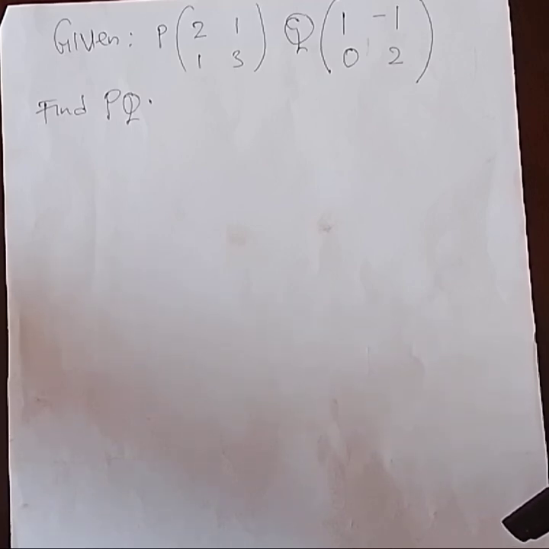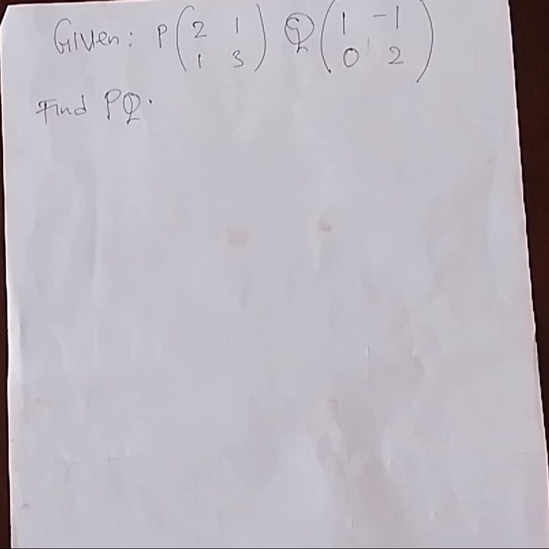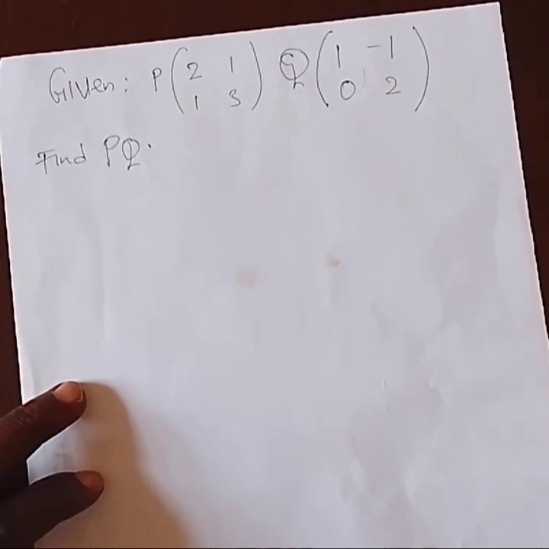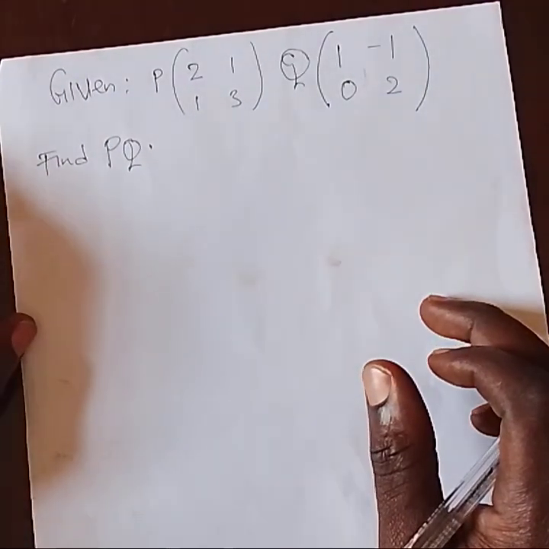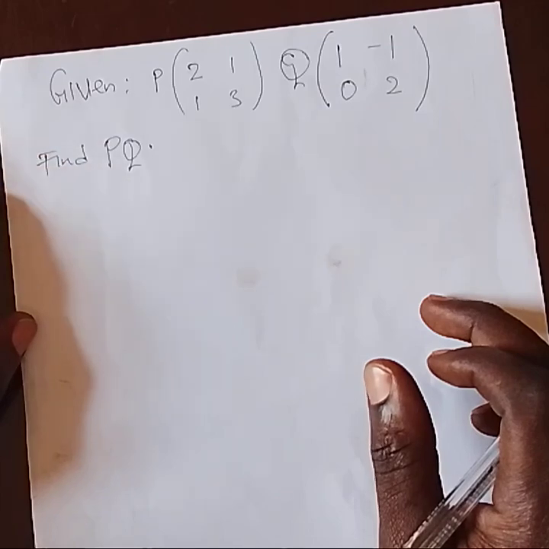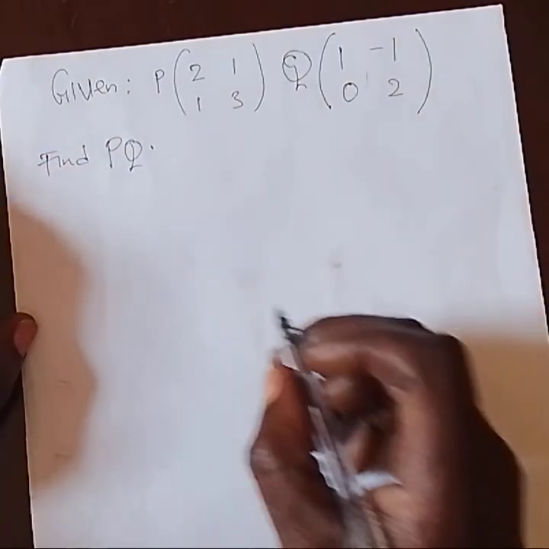Most of the businessmen use a matrix formula for counting their things in their shops. You find they pack things in matrix form. In the same way, we are told to multiply these matrices. In my equation, I have P and Q given, and we are told to find PQ. So how are we going to find PQ?